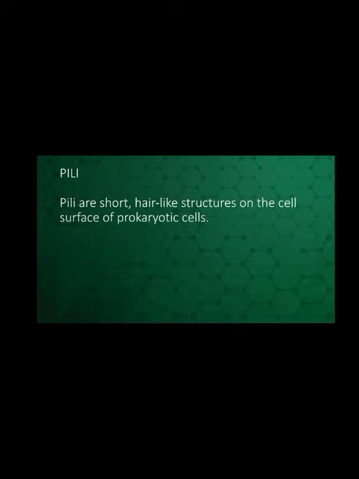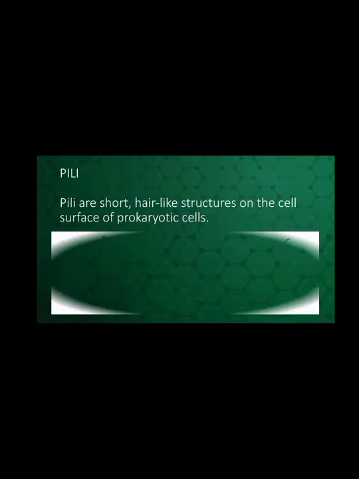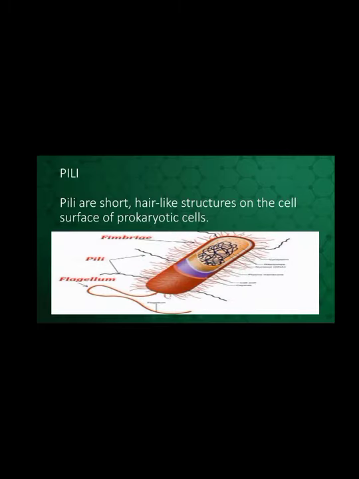And we have pili. Pili are short hair-like structures on the cell surface of prokaryotic cells. Pili have a role in movement, but are more involved in adherence to surfaces, which facilitates infection. It is a key virulence characteristic.